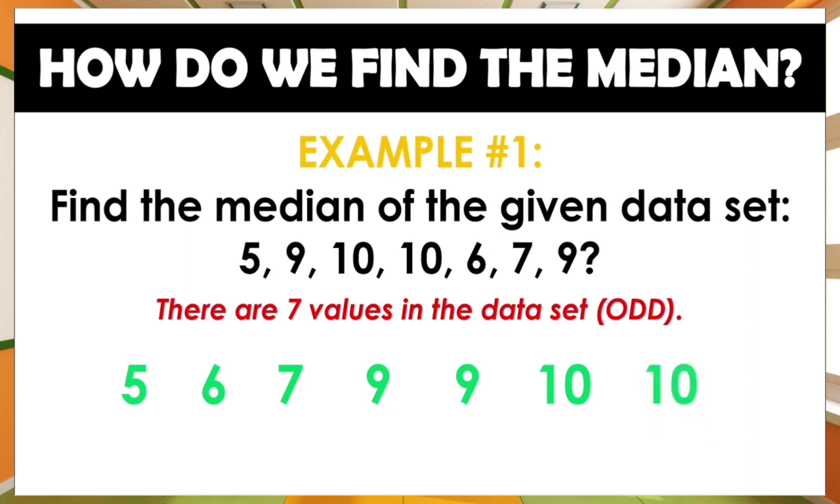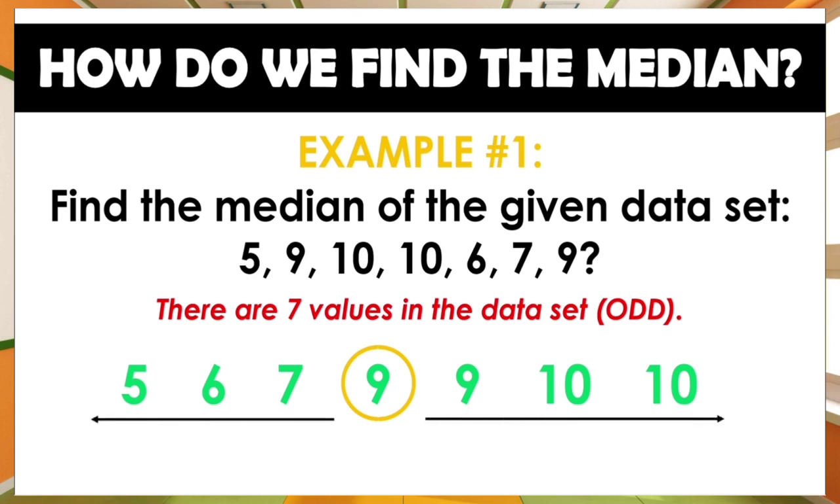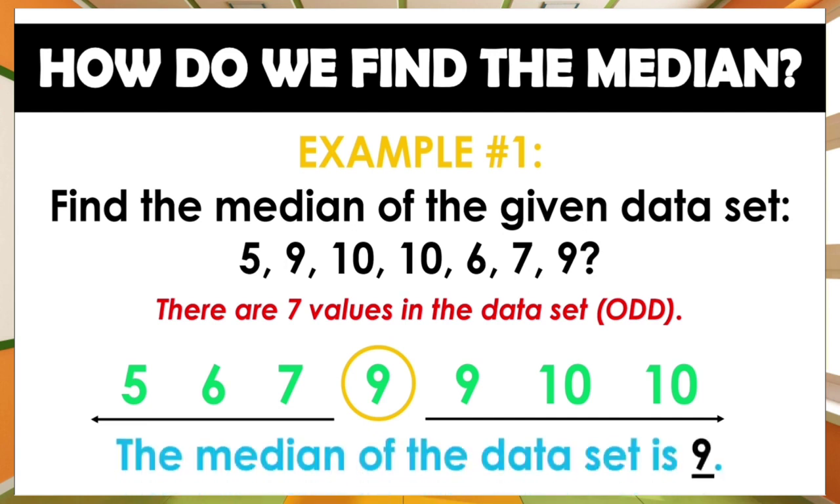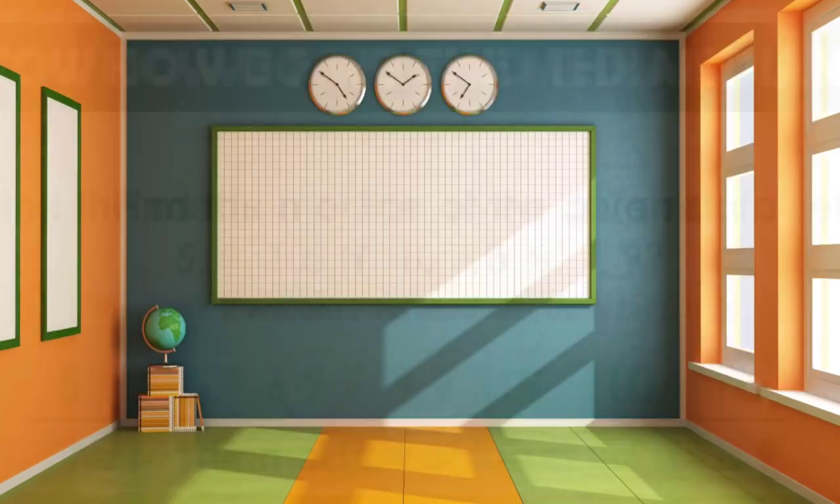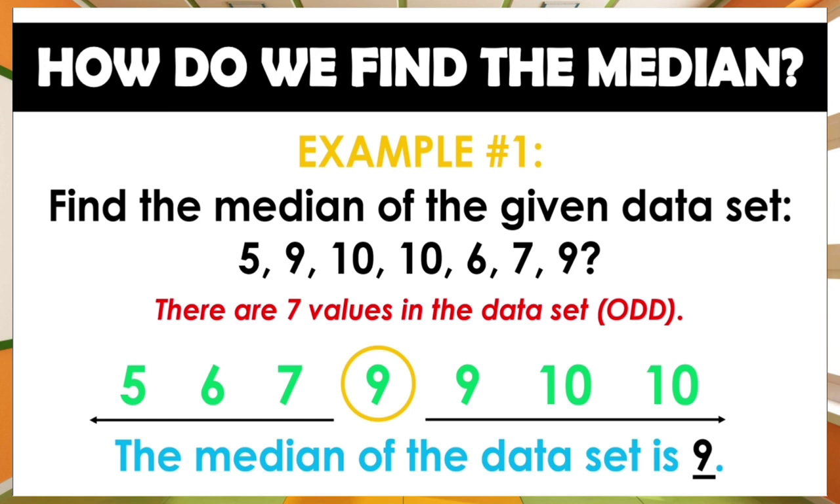Obviously, our middle value is 9 because there are 3 numbers to its left and there are 3 numbers to its right. Therefore, we can say now that the median of the given dataset is 9. It means that 50% or half of the data are below 9 and the other 50% or half of the data are greater than 9.